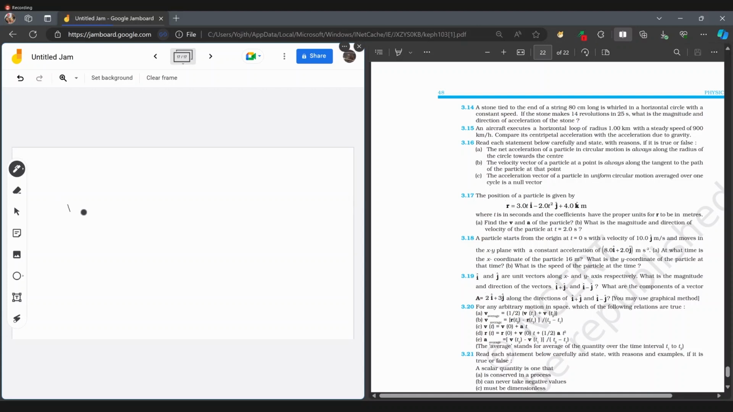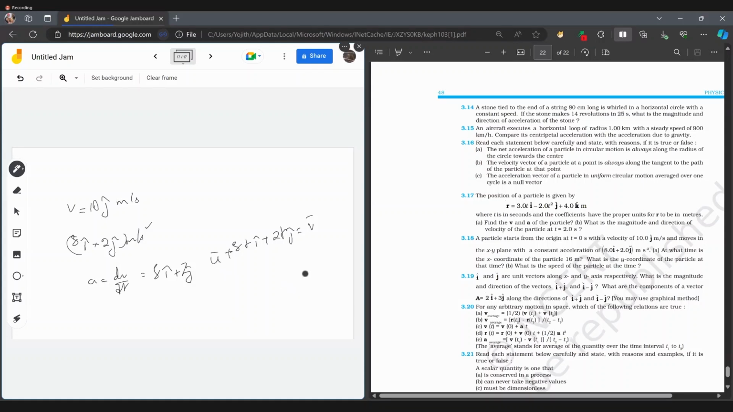So velocity is given by 10 j cap meters per second. Acceleration is given by 8 i cap plus 2 j cap meters per second square. Acceleration is equal to dv by dt, which is equal to 8 i cap plus 2 j cap. Hence, if we integrate, we get 8t i cap plus 2t j cap is the velocity, plus some constant, u bar, the initial velocity vector at t equal to 0.